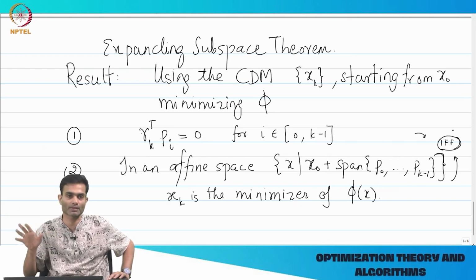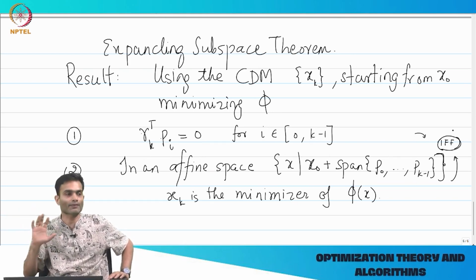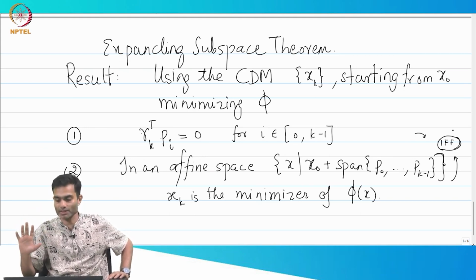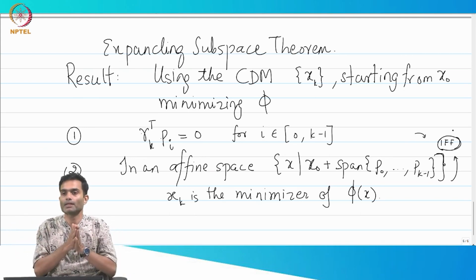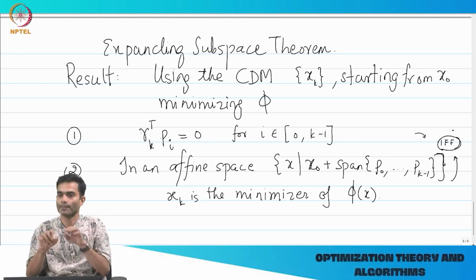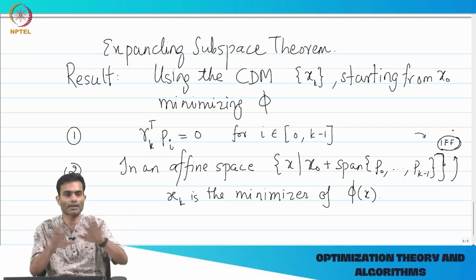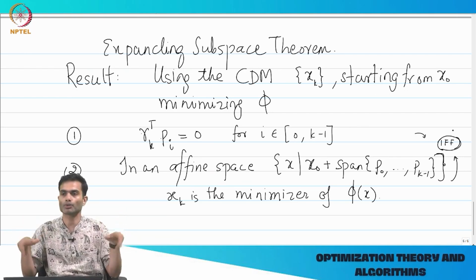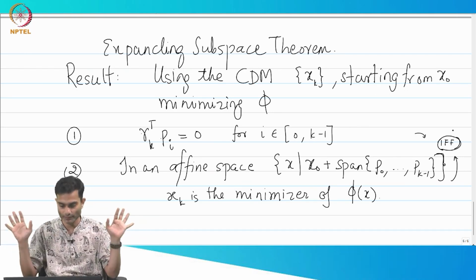Fancy way of saying something very simple. So in this affine space, what is this affine space? Take the k conjugate directions so far. I am at step k, take the k directions so far. Out of that, create some affine space. Okay, fine.